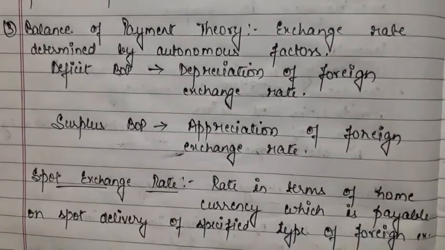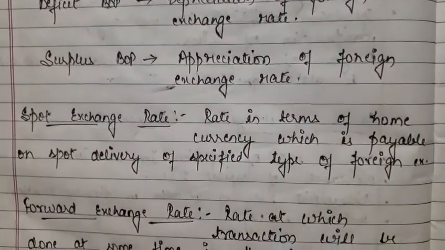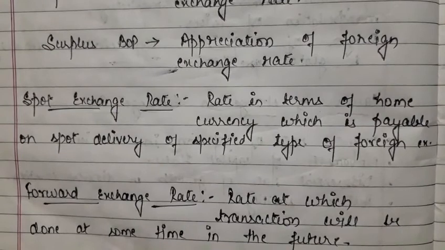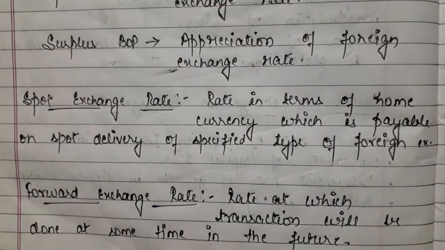Now we have exchange rates of two types. One is the spot exchange rate and the other is the forward exchange rate. Spot exchange rate is the rate in terms of home currency, payable at this time. Suppose you are purchasing something now, say $100. So you are going to pay for $100, and the rate is suppose 75 rupees at this time. So 100 multiplied by 75 is what you would be paying for the dollars.